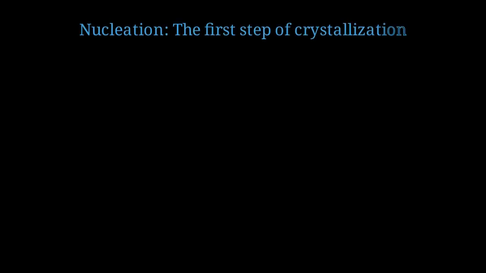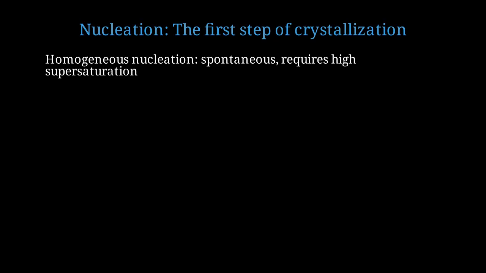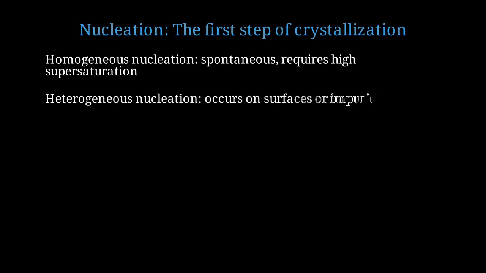Crystallization requires nucleation. This is the formation of a small cluster of molecules in the correct crystal structure, which then serves as a template for further growth. Homogeneous nucleation occurs spontaneously in the bulk solution, but it requires very high supersaturation and is relatively rare in candy making. Heterogeneous nucleation occurs on surfaces, dust particles, or seed crystals. This is much more common, and why we must be careful about cleanliness and stirring.